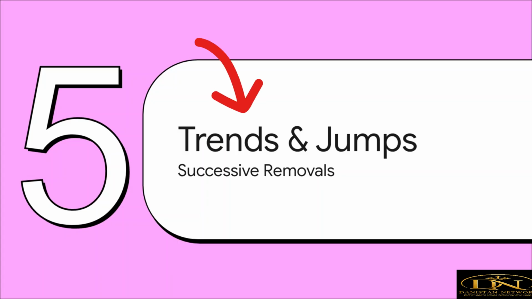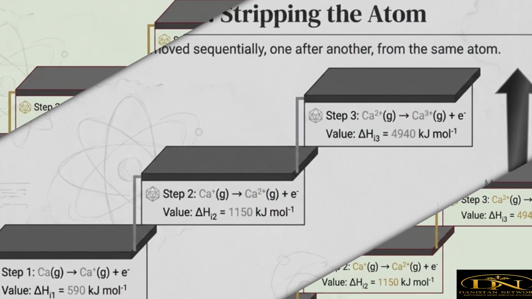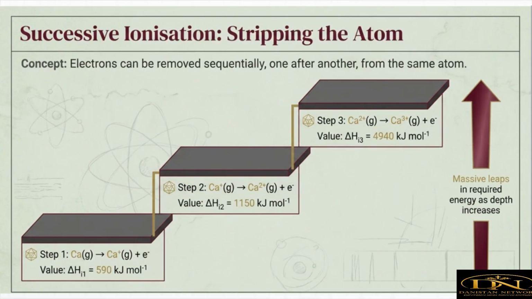Section 5. Trends and quantum jumps. Successive removals. Now, what if we want to steal a second electron? To go from a calcium 1+ ion to a 2+ ion, the second ionization energy is 1150 kilojoules per mole. The energy requirement has practically doubled. And this next part is wild. If we try for a third ionization, removing a third electron to make it calcium 3+, the energy required violently spikes to 4,940 kilojoules per mole. Just a massive, enormous jump.